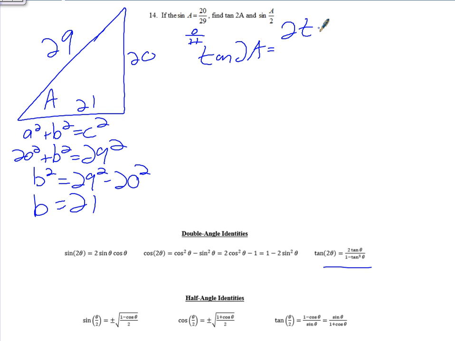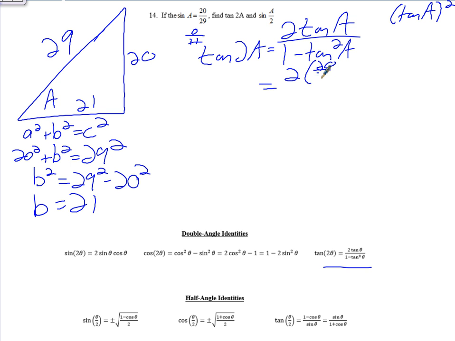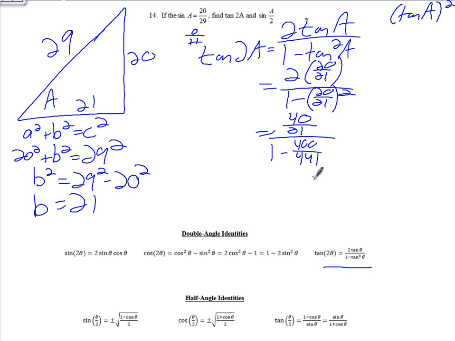So 2 tan A over 1 minus tan squared A. And remember, this here is really the same thing as tan A squared. We just write it like that so we know not to square the A value itself. So 2 tangent of A is going to be opposite over hypotenuse. So 20 over 21 over 1 minus the tan of A, 20 over 21 squared. So this is going to end up being 40 over 21 over 1 minus 400 over 441.